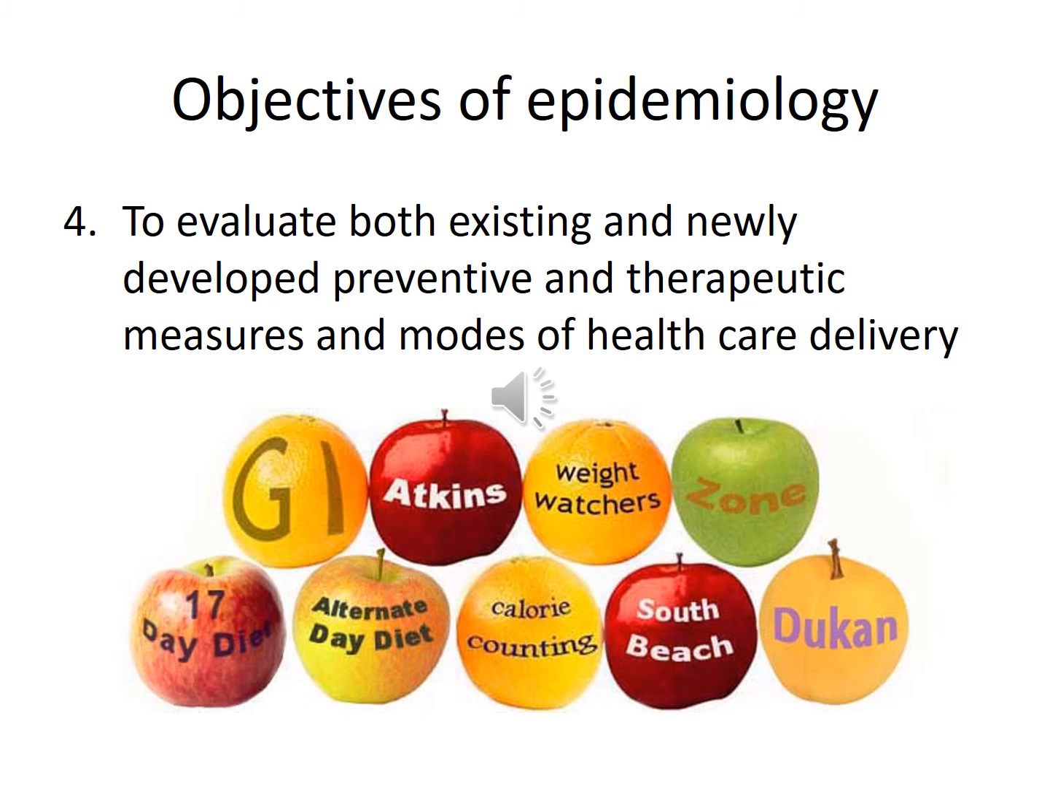The fourth objective of epidemiology is to evaluate both existing and newly developed preventive and therapeutic measures and modes of healthcare delivery. So what we see here are many different diets that might help in terms of preventing obesity as well as treating obesity. I don't know about you, but I've tried several of these. And so really, trying to determine which of these different types of treatments are most beneficial for preventing as well as treating obesity becomes very important, especially later in life.